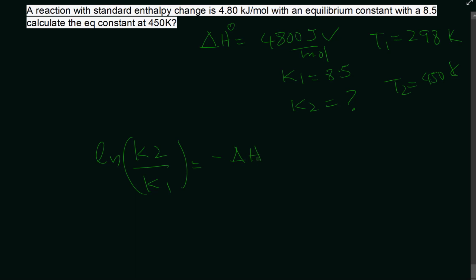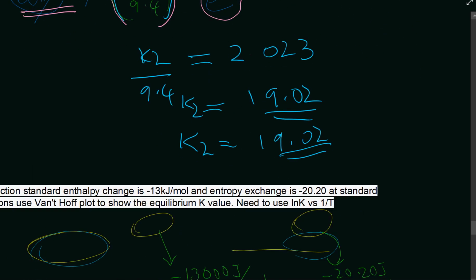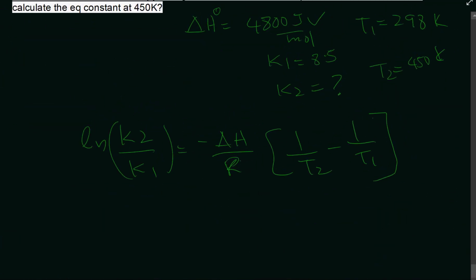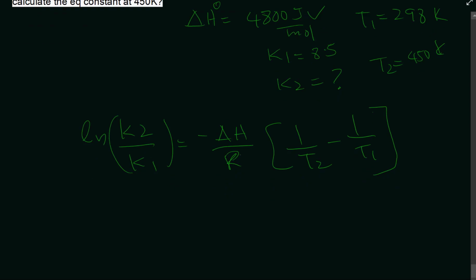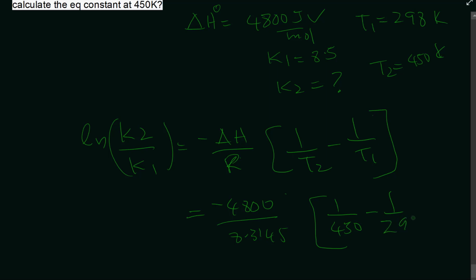It's almost identical to the question we did today, and plug into the van 't Hoff equation: ln K2 over K1 equals delta H divided by R. Yes, that's almost similar to the last question. Now, 4800, 8.3145, and then your negative signs still stay there. Finish the bracket, 1 over 450, minus 1 over 298, and finish the bracket, and then move on to the next.